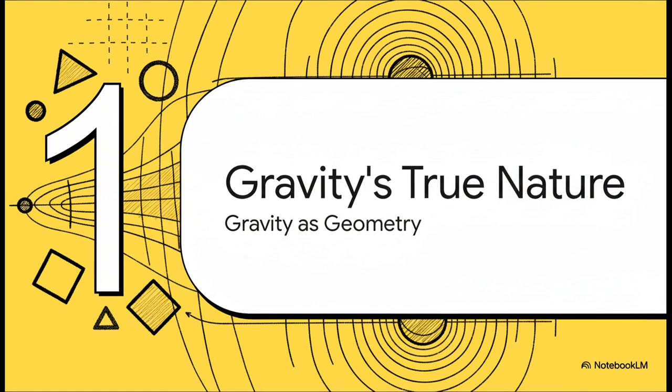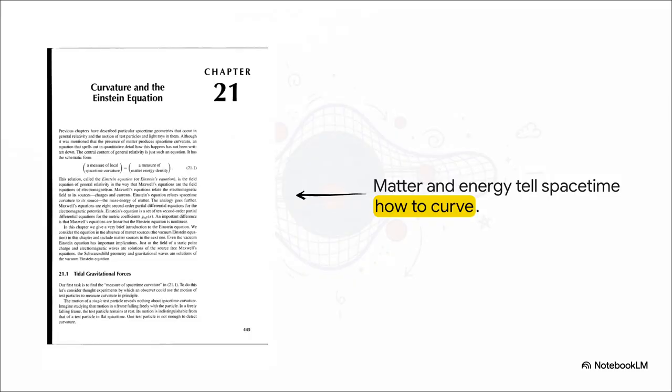Well, Einstein's incredible answer was that gravity isn't a pull through space. It's the actual shape of space. Let's dig into how he completely reimagined gravity as pure geometry. Now, don't let the math on this slide intimidate you. This single equation is the beating heart of general relativity. Just look at the idea behind it.